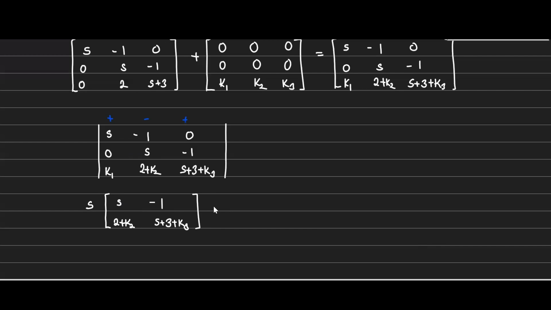And then the next will be minus, because there's a minus. Now this -1 again has a minus, so minus minus will be plus. So +1, I'm just going to leave it out. If I cross out that column and that row, the matrix that you get is 0, -1, K1, S plus 3 plus K3. The last term will be 0, because 0 multiplied by the matrix will not have any effect.